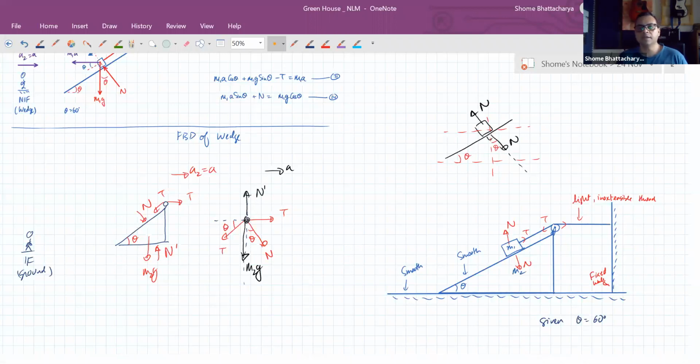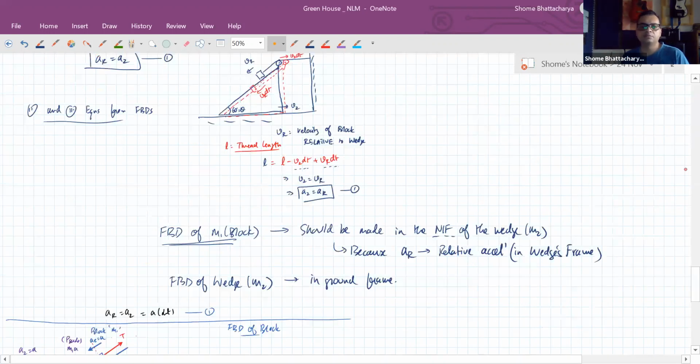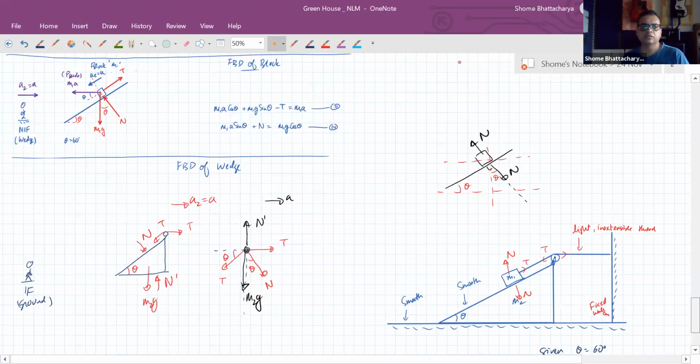Which ones? M1G. M1G is the weight of the block, so how will it act on the wedge? The weight of an object is a force that acts on that object. How can it act on some other object? M1G is a force that we've already shown in the block's free body diagram. See the FBD above. How will M1G act on M2's free body diagram? It cannot act, right?